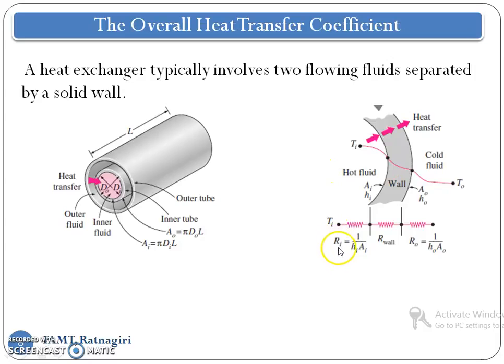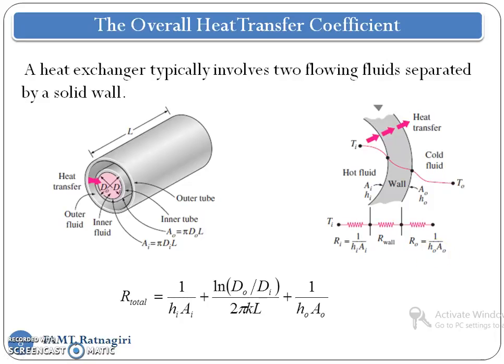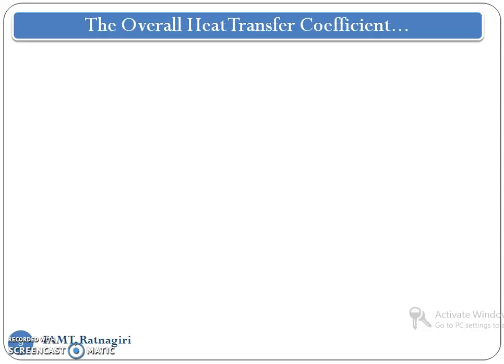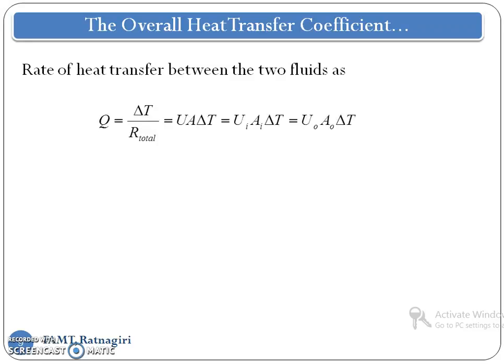From T_i to the wall, that means considering the convection from fluid to wall, we have the resistance R_i equal to 1 upon h_i into A_i. Considering the wall, we have R_wall, and considering the outer side we have R_o equal to 1 upon h_o A_o. Here we have the total resistance. Then the overall heat transfer coefficient is calculated likely.